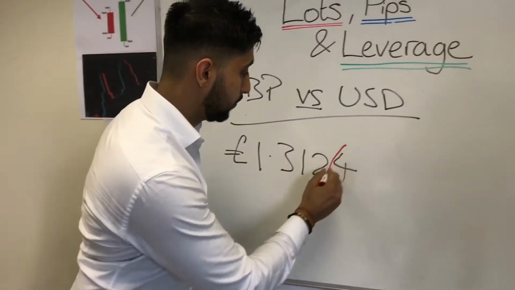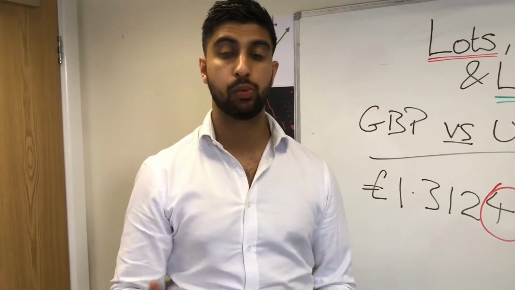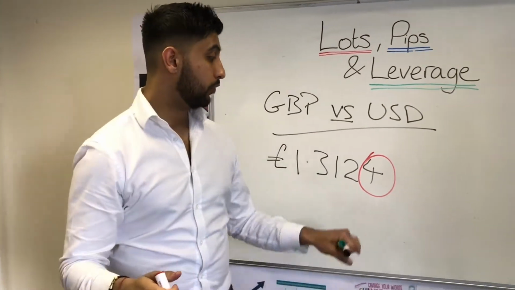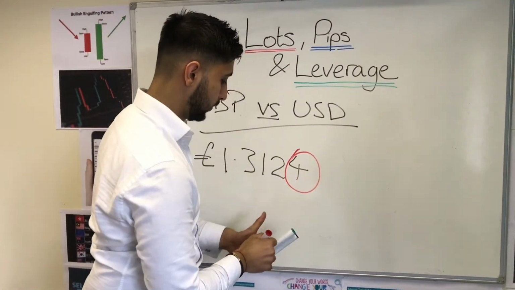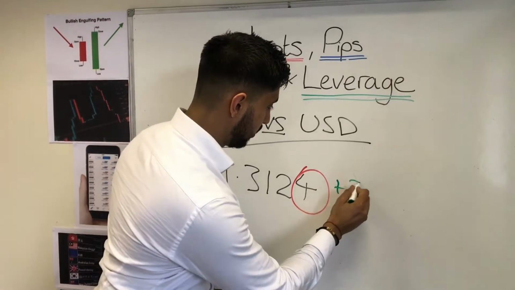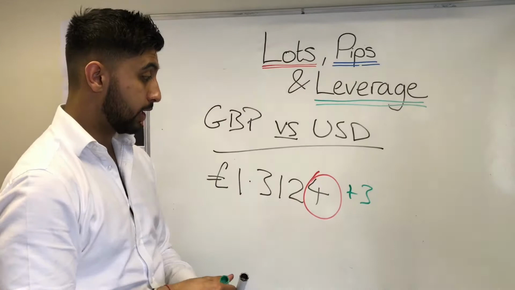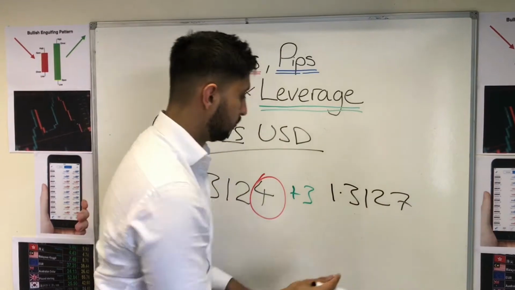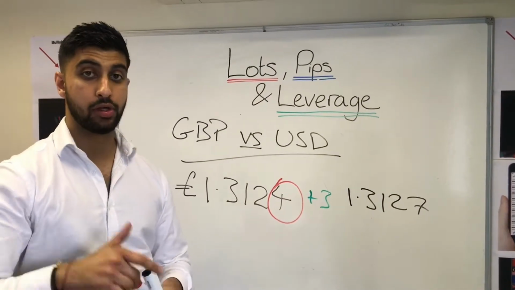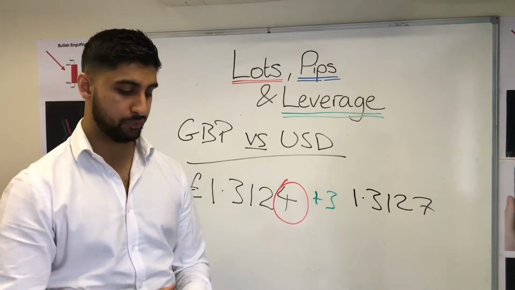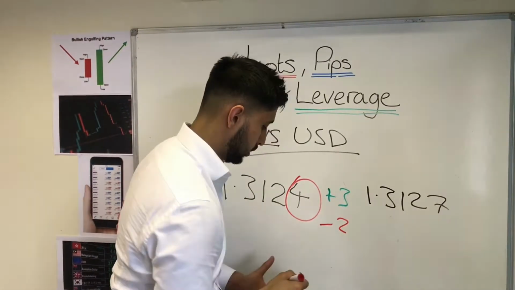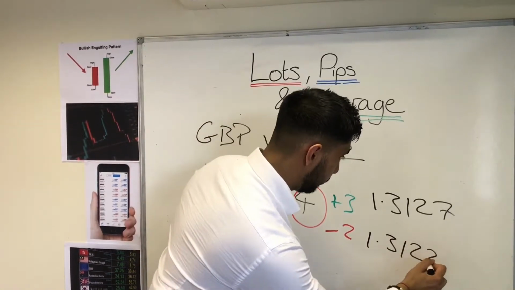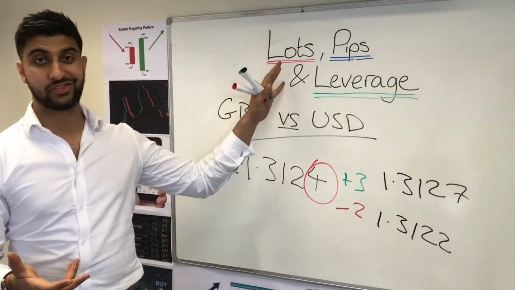So I'm just going to highlight it in red. And in the Forex market, how we track success is how many pips it went up or how many pips it went down. So really simply, let's say for example, it went up by +3. So this value will now be 1.3127 because it's +3. But what happens if the number goes down? Let's say it goes down by 2 pips, for example. So do -2 here. So the new number will be 1.3122. Okay guys, so you learned about lots, you learned about pips.